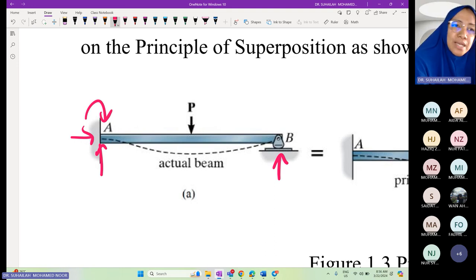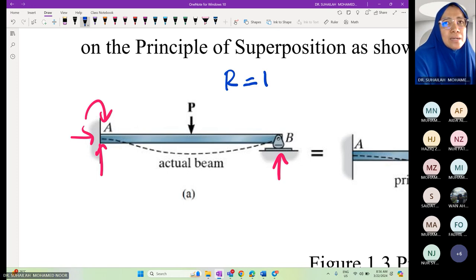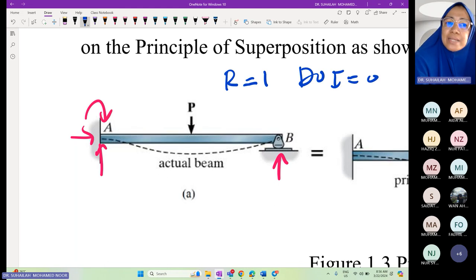And what we do is we remove the redundant. Apa jadi bila kita remove redundant? Redundant ada berapa dalam ni? Satu. Okay, kalau kita remove redundant, DOI jadi apa? Kosong. DOI kosong sama dengan determinate. Means that bila kita buang redundant, dia jadi determinate beam. Okay, bila kita buang satu, dia jadi determinate beam.